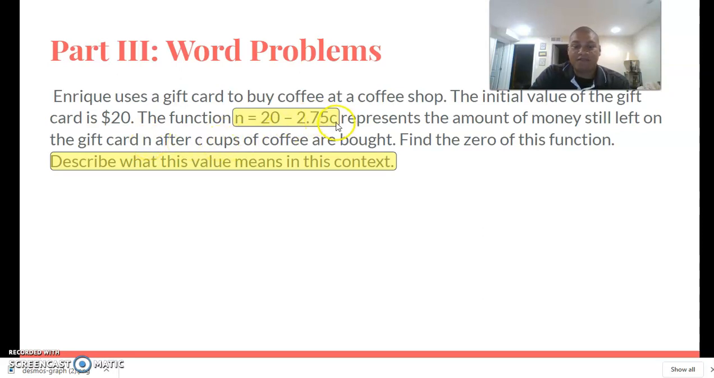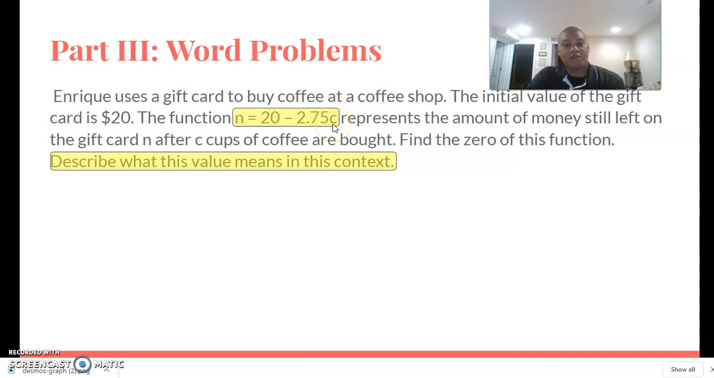C cups of coffee, so every time he buys a cup of coffee, you take the $20 that started on the gift card minus $2.75 for every cup that you buy, okay? If you buy 1 cup, you subtract 2.75 times 1. You buy 2 cups, it's 2.75 times 2. You buy 4 cups, it's 2.75 times 4.